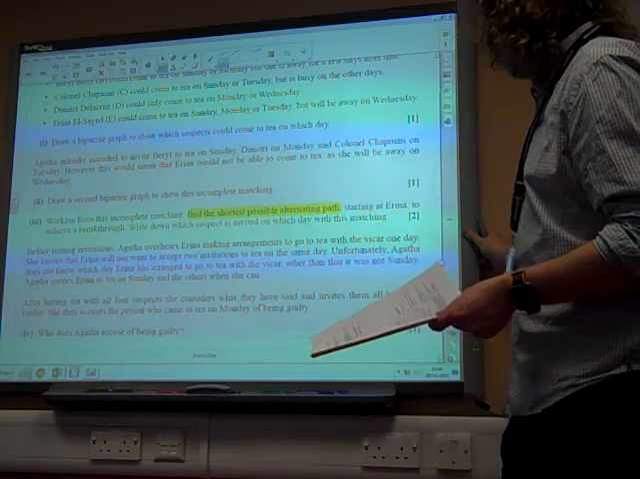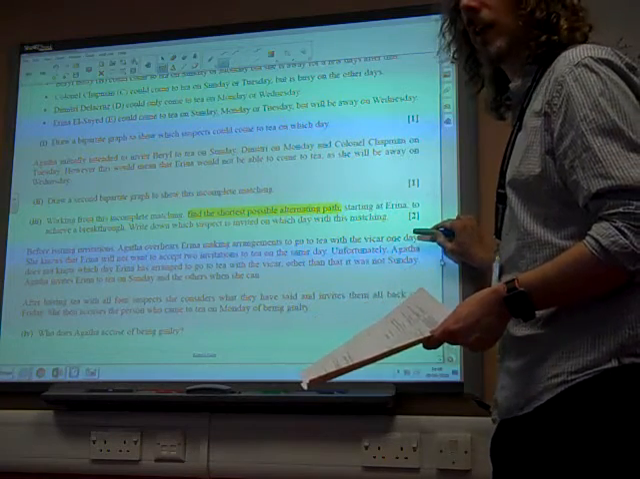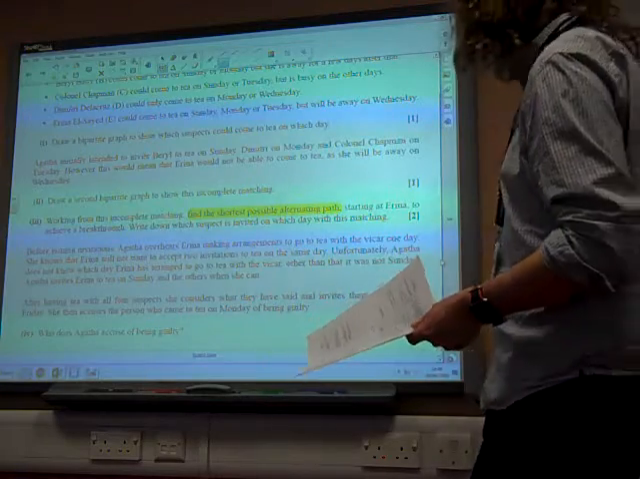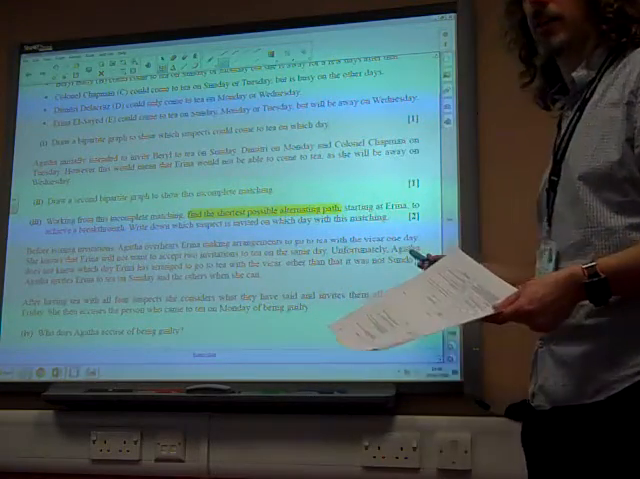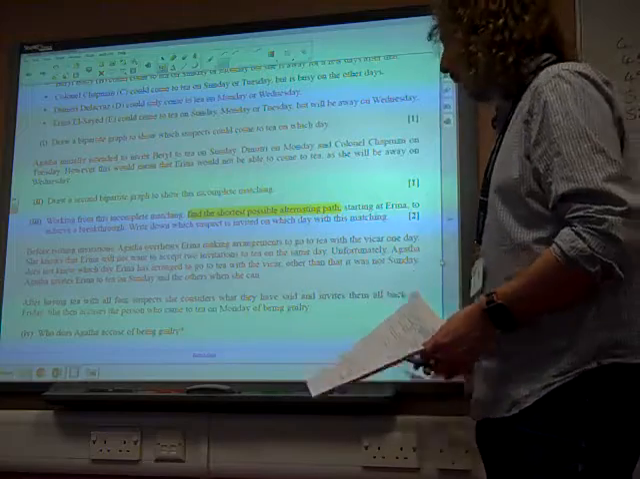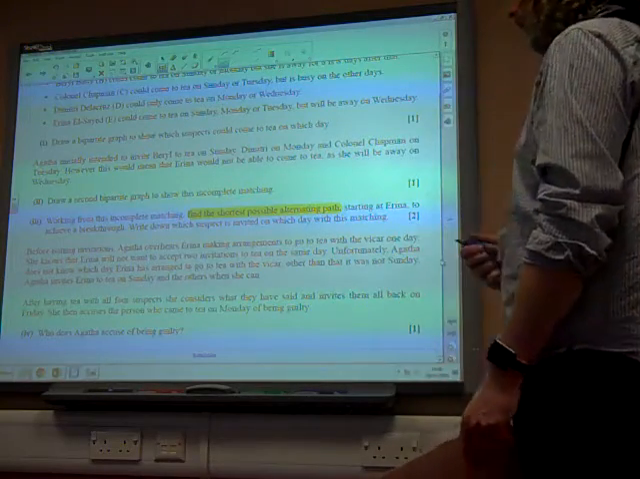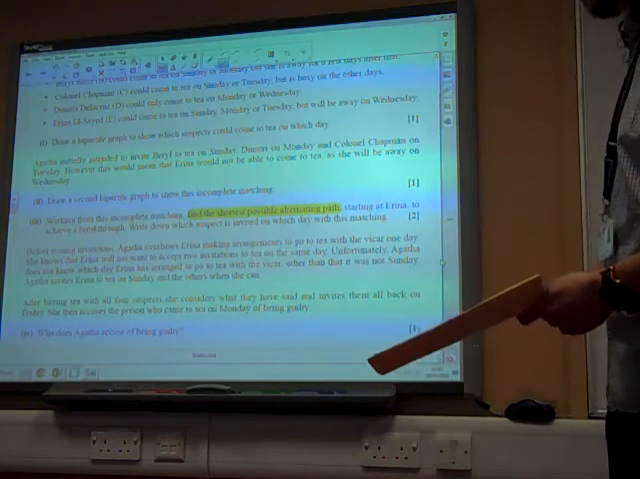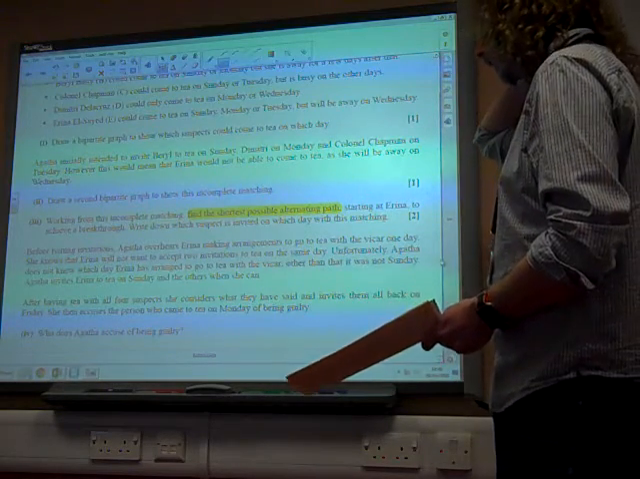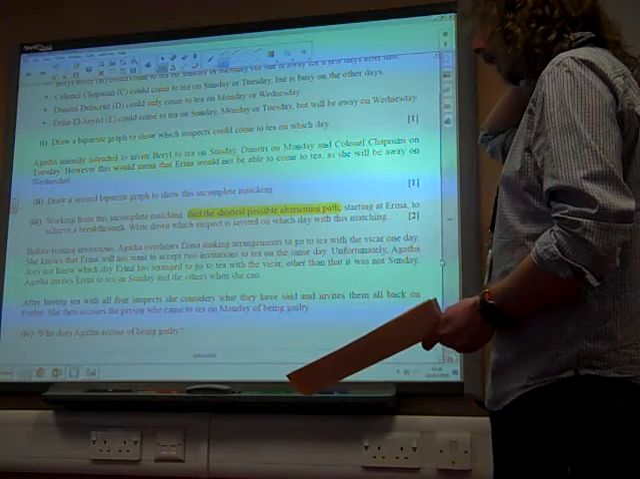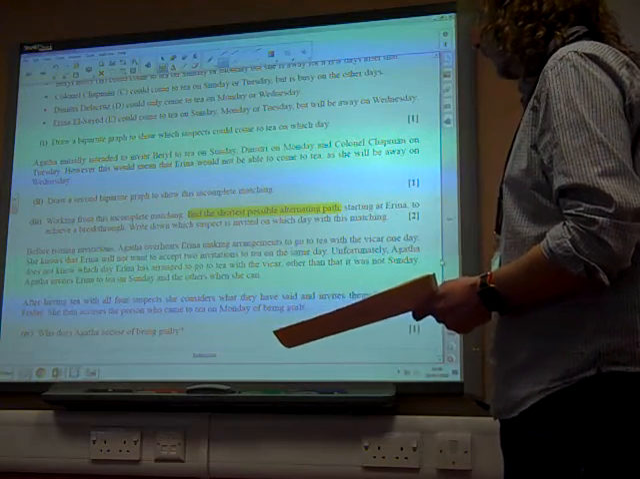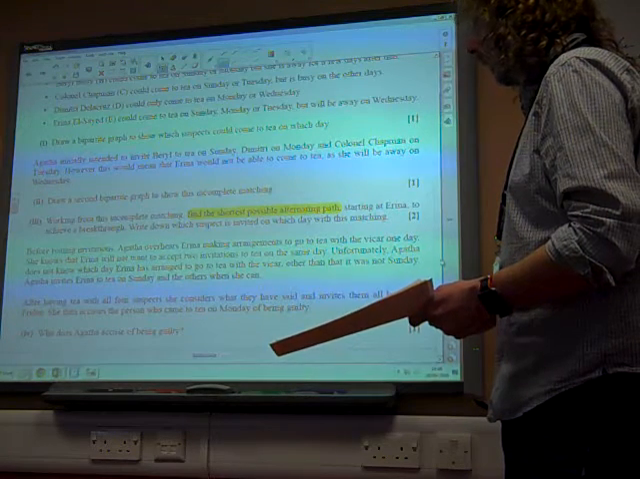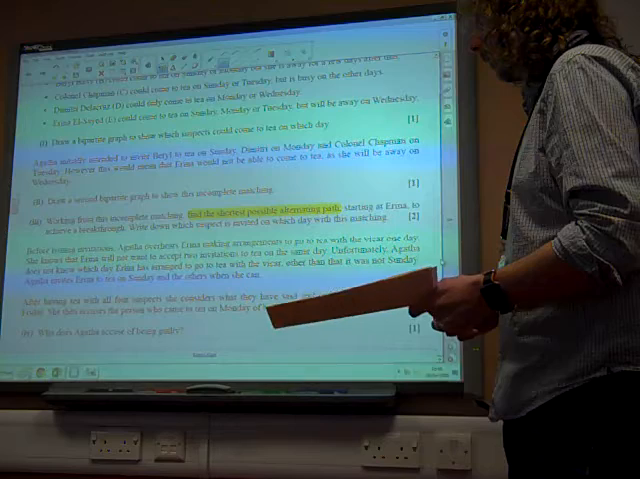Before issuing, you look at this paragraph and you think, can I be bothered to read this for just 1 mark? But then you realise that the grade boundaries are sky high, so every mark, you can't afford to drop it really. Before issuing invitations, Agatha overhears Irina making arrangements to go to tea with the vicar one day. She knows that Irina will not want to accept 2 invitations to tea on the same day. Unfortunately, Agatha does not know which day Irina has arranged to go to tea with the vicar, other than it was not Sunday. Such an exciting life, isn't it?